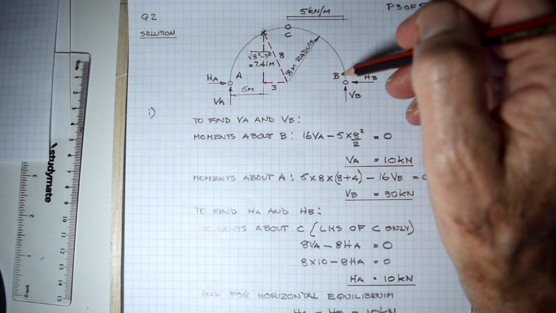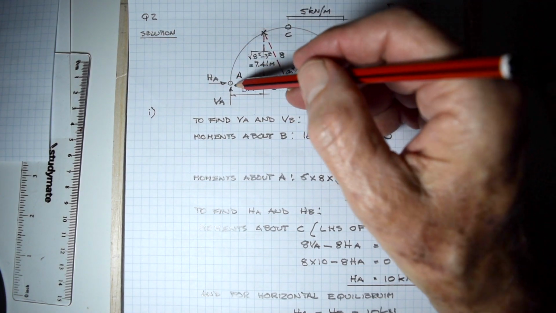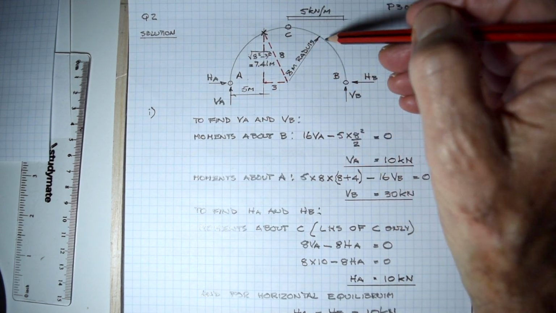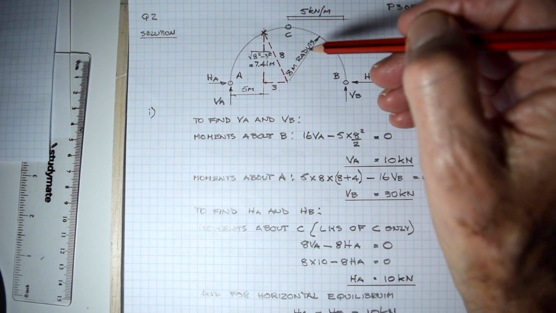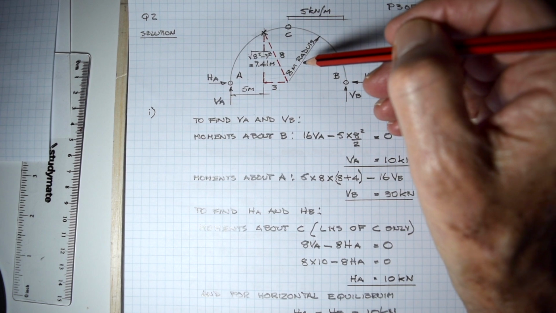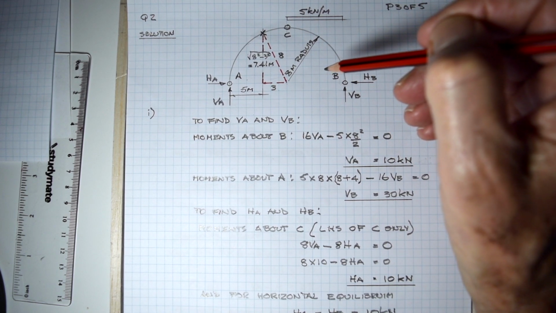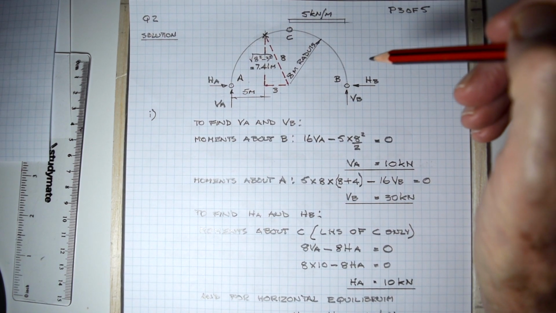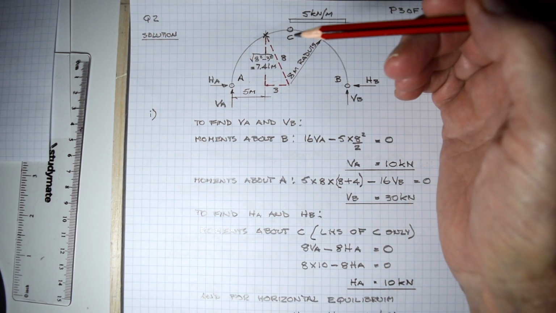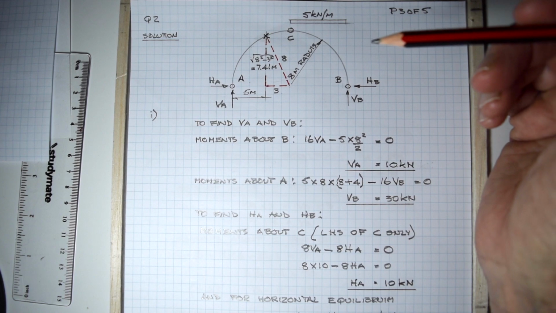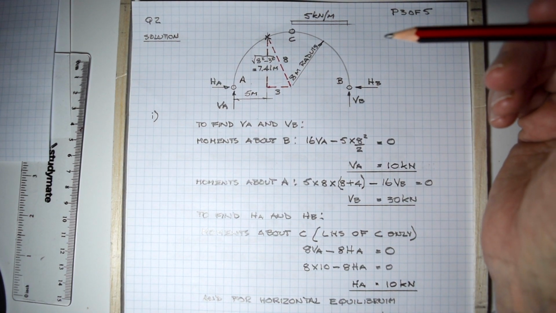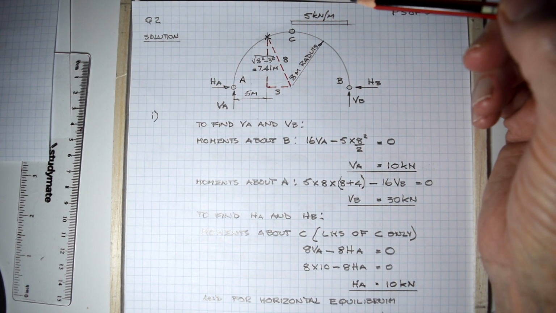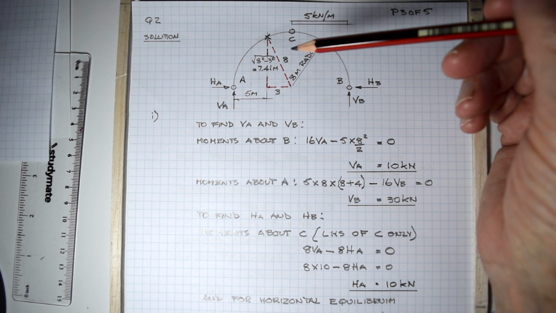Don't draw some higgledy-piggledy thing. Dimension it properly so it's all clear to everybody, to you and to your examiner, or if you're working in an engineering office, to the person who's going to have to check your calculations, because all calculations get checked before anything is ratified. You're not solely responsible for it, so get into the habit of doing neat workmanlike solutions.